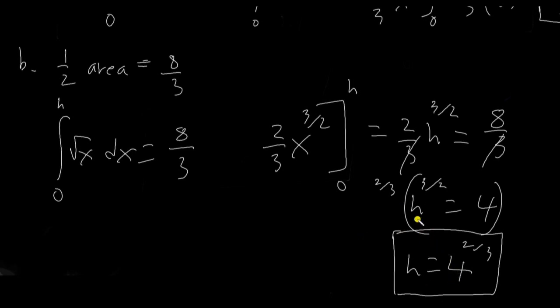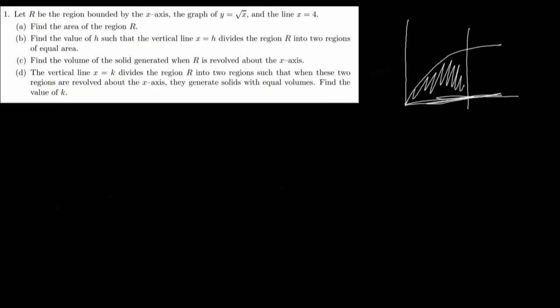Alright, now let me erase and we'll do the next part. Okay, part C. Find the volume of the solid generated when R is revolved around the x-axis. So this is the x-axis, and since the area we want to rotate is touching the x-axis, we only need to have one radius, and that radius is going to be this distance here, which is just square root of x. It's kind of hard to see, but square root of x.